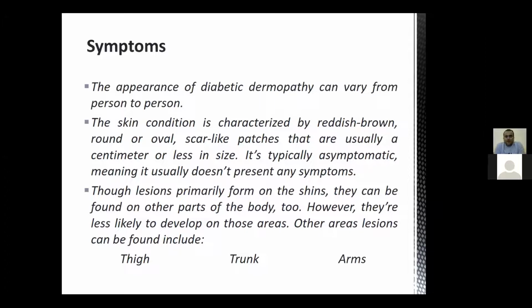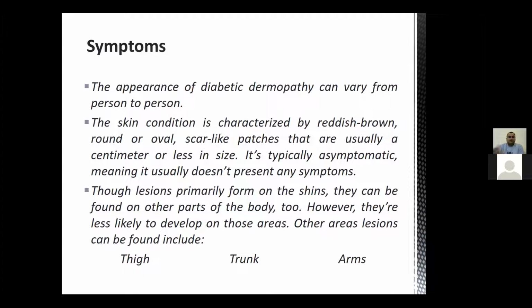The appearance of diabetic dermopathy can vary from person to person. It is characterized by reddish brown, round or oval, scar-like patches that are usually 1 centimeter or less, typically asymptomatic, that is non-itchy, non-painful, non-inflammatory. Though lesions primarily form on the shins, they can also be found on other body parts. However, they are less likely to develop on those areas.